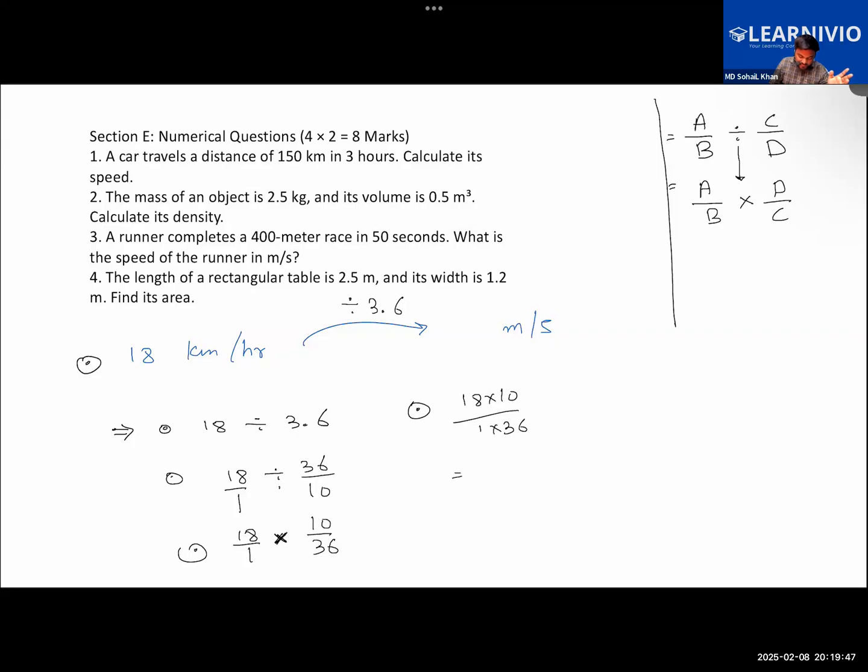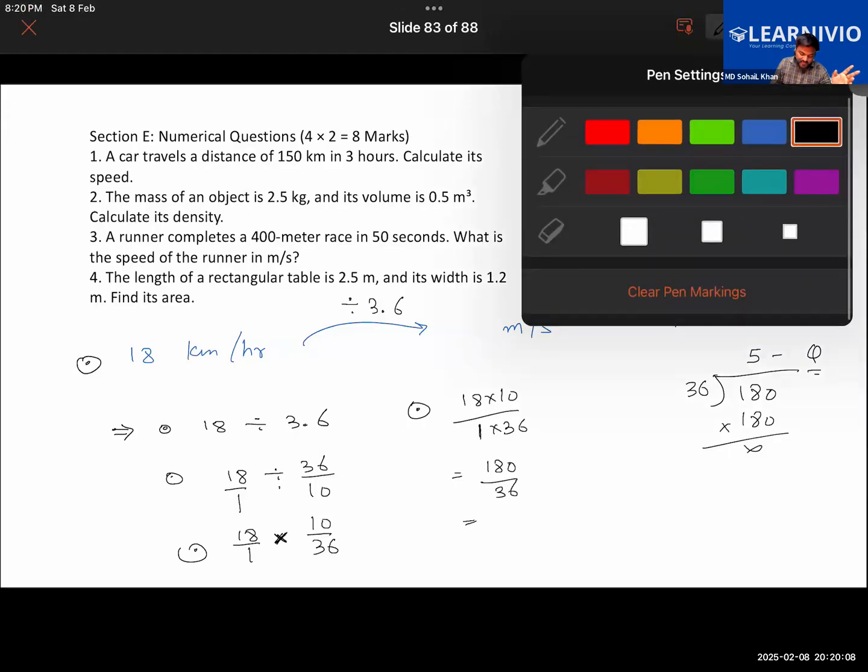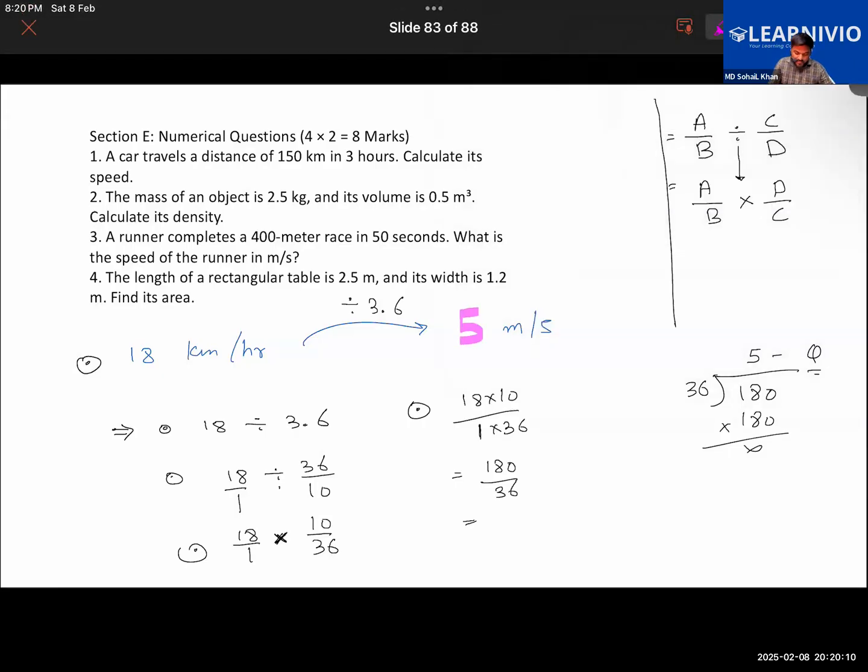So what is that going to be? 180 divided by 36. So we simply multiply it from here. 36 fives are 180. That's it. That's your question and that is your answer. So thereby it is 5 meter per second. Hope you're getting it now.